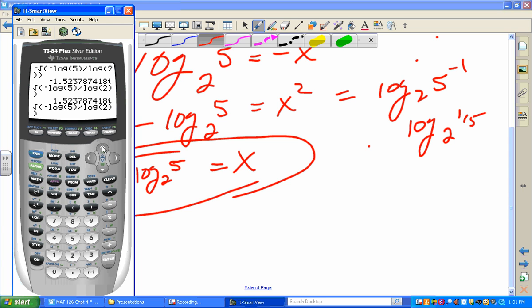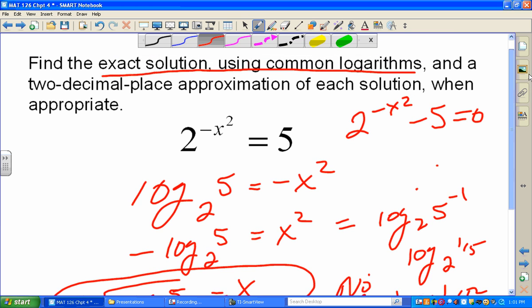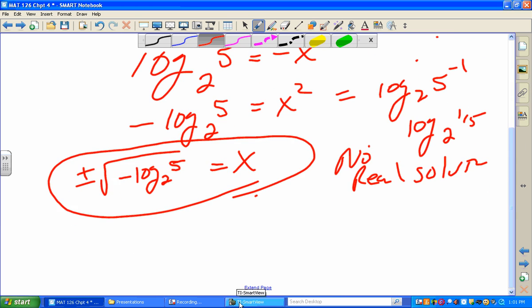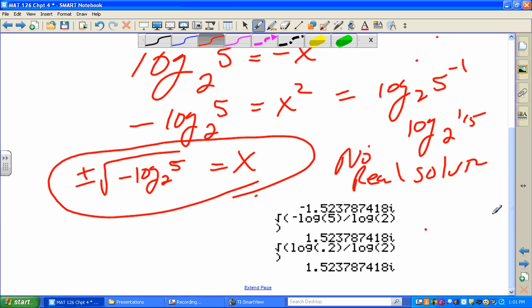Yeah, but if I change this to 0.2, I guess it's still going to come out imaginary. Try it. I am. It is. So there are no real solutions. I could keep my imaginary solution on there, plus or minus 1.523i. That would impress me if I was a teacher. Is there a typo in the question?